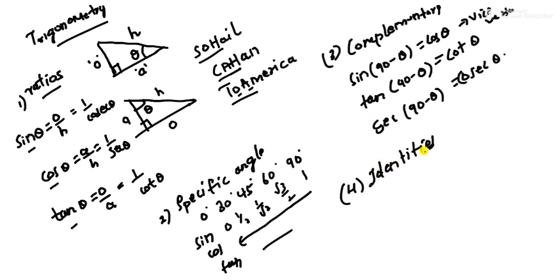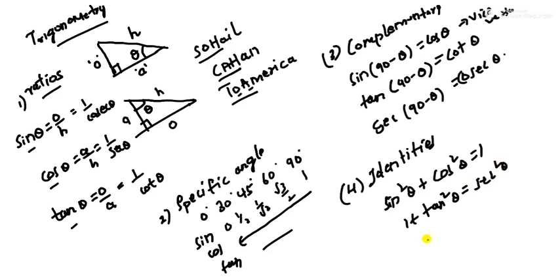And after this the last part from this chapter is identities, mainly trigonometric identities. Which are there? We have three: sine square theta plus cos square theta is equal to 1, 1 plus tan square theta is equal to sec square theta, and the last is 1 plus cot square theta is equal to cosec square theta. Based on this you may expect some question.